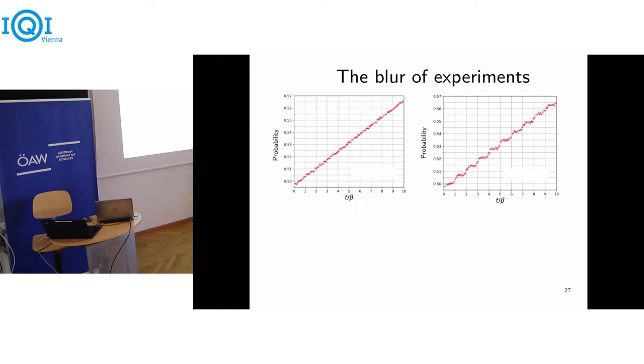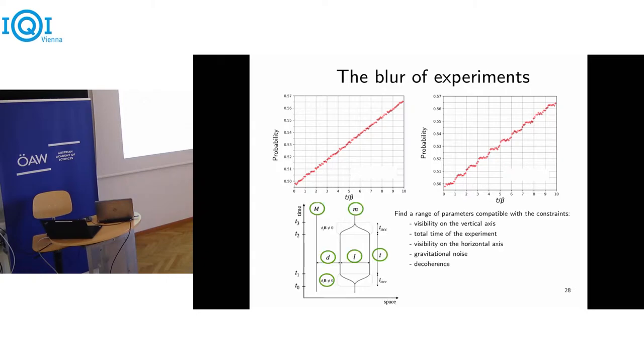Now what we need to check is whether or not it is indeed possible to see these steps. In theory it is, but experimentally, is it really the case? So the task now is to find a range of parameters, circled in green here, which would be compatible with this set of constraints. The first constraint is the visibility on the vertical axis. We want these steps to be visible, and this means that we need big accuracy on the probability. To get big accuracy, you can always accumulate more statistics, many, many runs of your experiment, and you will get a very accurate probability. But of course, you don't have an infinite amount of time. You only have a finite time, so the total time of the experiment puts a lower bound on the accuracy that you can reach.